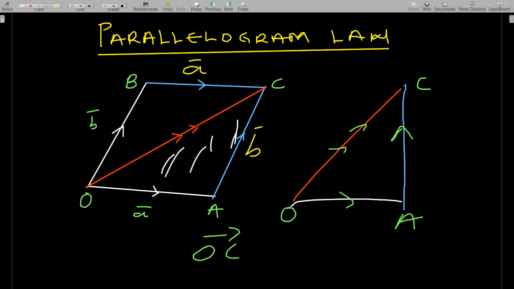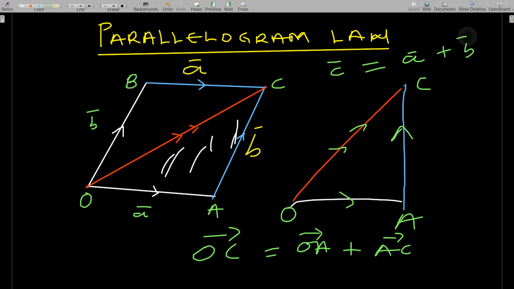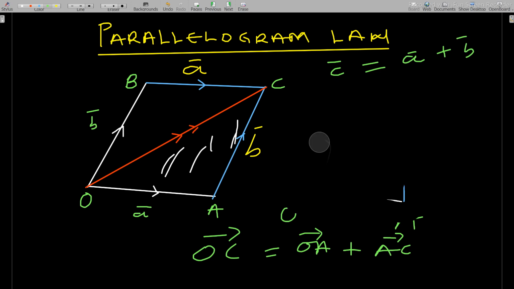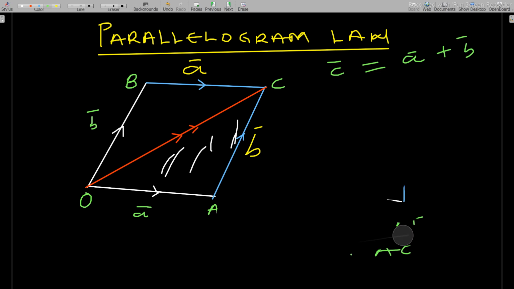So that diagonal is equal to OA plus AC. I hope you understand that. So in simple terms, OC, which is, let's say, small c, should be equal to small a plus small b. So in effect, we've come back to the triangle law of vector addition. So you can also use the triangle law inside the parallelogram law. I hope you get what I'm trying to do here.